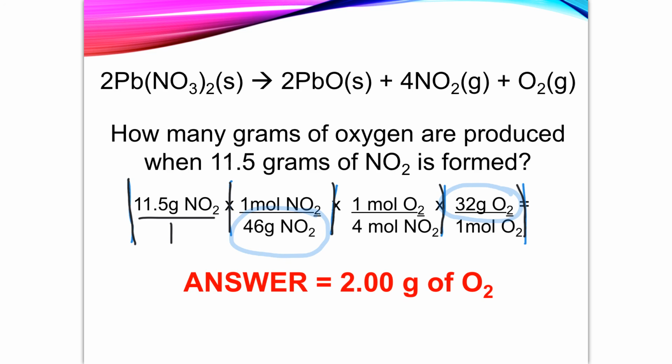And so let's just quickly review, where did you get these numbers, 1 and 4? Remember, there's a 1 here that you don't see, sorry. There's a 1 here that you don't see, and so that 1 is there. And then the other number, the 4, that's where that comes from. Everything else is pretty straightforward. This is your given. This is your molar mass of NO2, molar mass of O2, ratio from the balanced equation. Off you go. You should have gotten 2 grams.